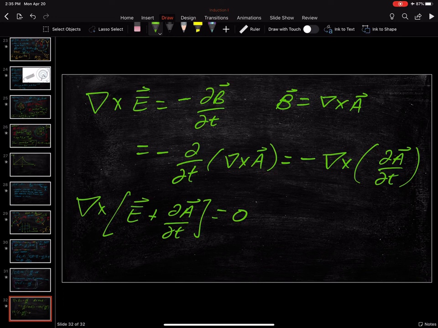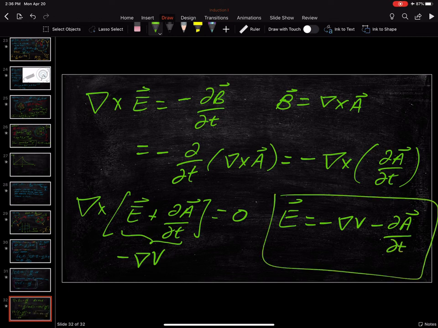Well, this tells me that the curl of this quantity is always equal to 0, no matter what E and A are. That means I can write this quantity as minus the gradient of some potential, the voltage. And so E plus dA/dt is minus gradient of V, and so E is minus gradient V minus dA/dt. And since this is always true, and this is always true, this is also always true. So you see, we're starting to get into more deep things. The electric field depends on the scalar potential, the voltage, and it also depends on the vector potential. And so, deeper things.